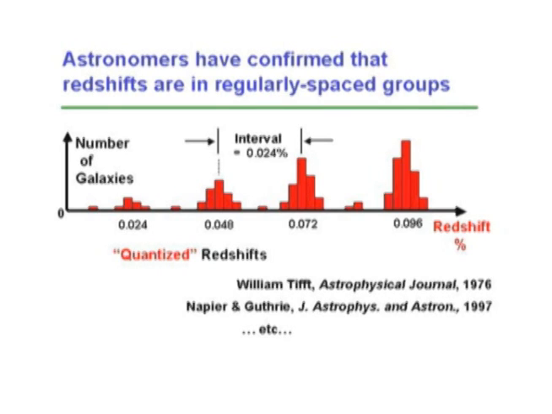So here's an example. They will see some galaxies at 0.024%, and in between, the next bunch, not very many galaxies having a redshift in between, and then another bunch at 0.048%, another bunch at 0.072%, 0.096%. So the interval there is about 0.024%.